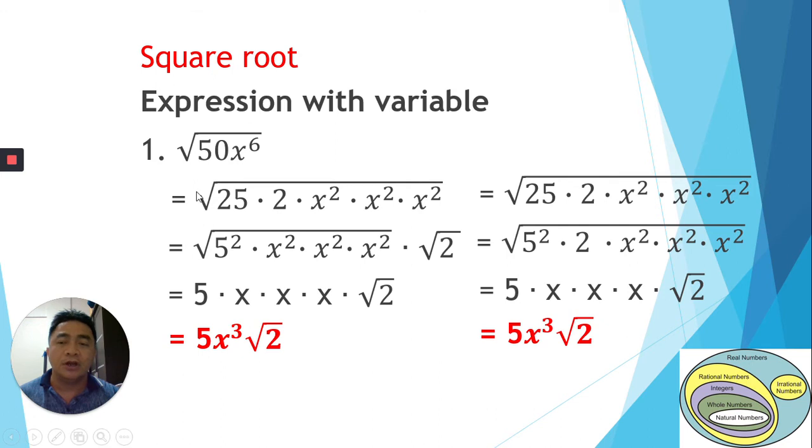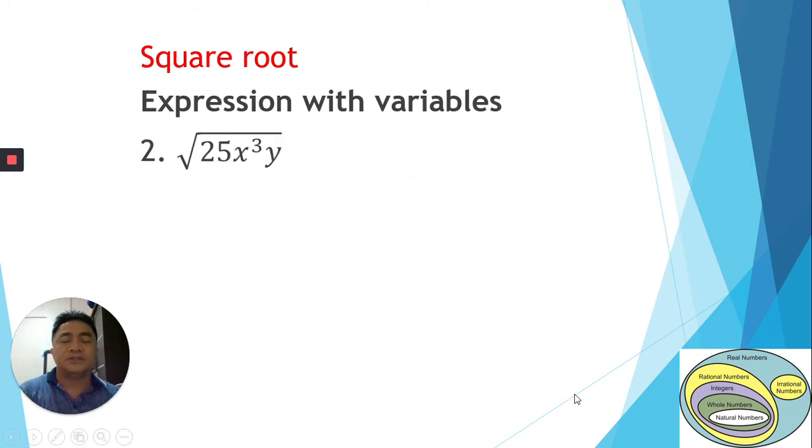Okay, that is if you want to split it into two different radicals. Now we go to our next example. This one, we have the square root of 25x cubed y. So we have two variables, x and y.